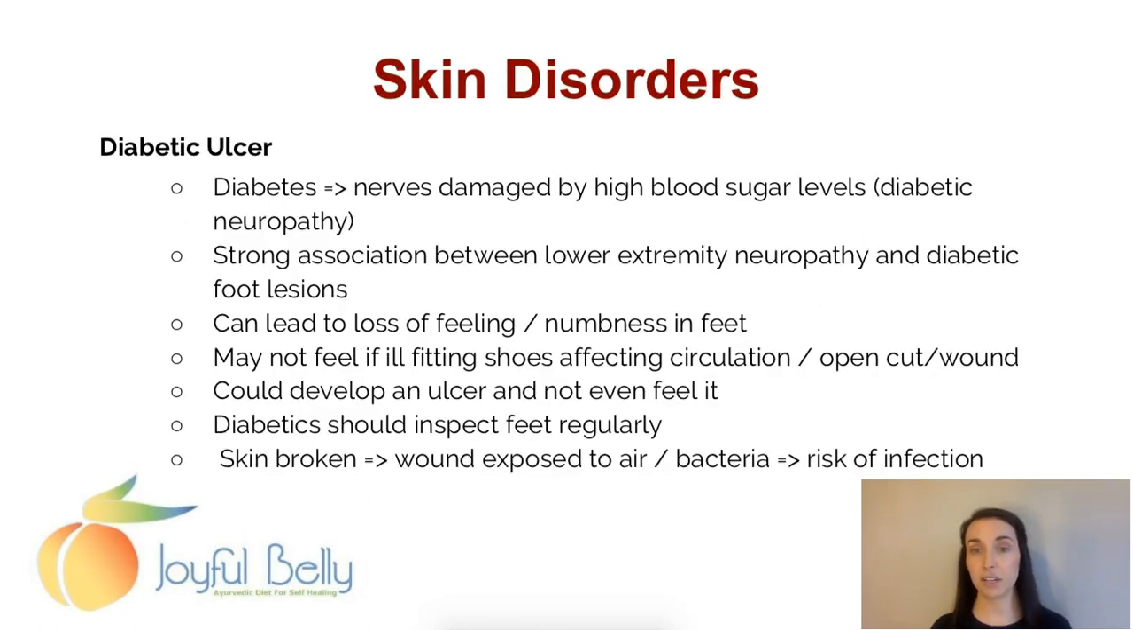So how does diabetes actually affect the nerves? So in diabetes, nerves are damaged by high blood sugar levels, and this is called diabetic neuropathy. There's a strong association between lower extremity neuropathy and diabetic foot lesions. When the nerves in the lower extremities, such as the feet and leg, are damaged, this can lead to a loss of feeling and numbness in the feet.